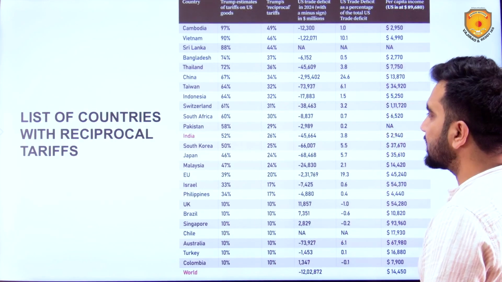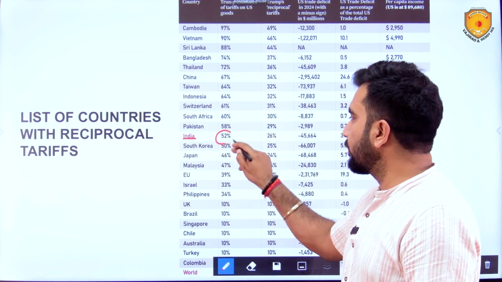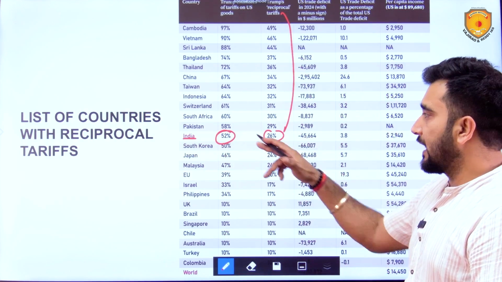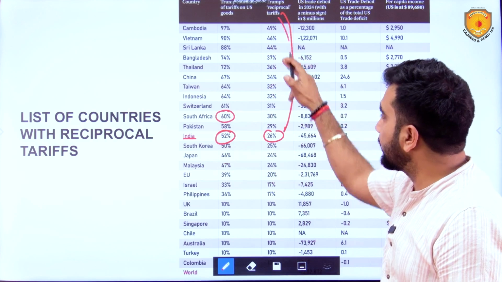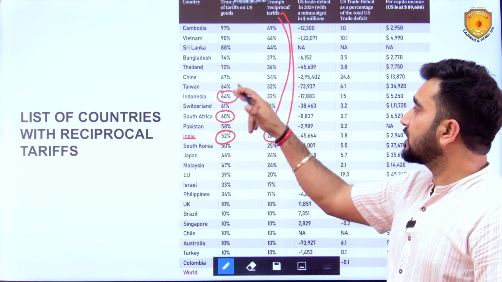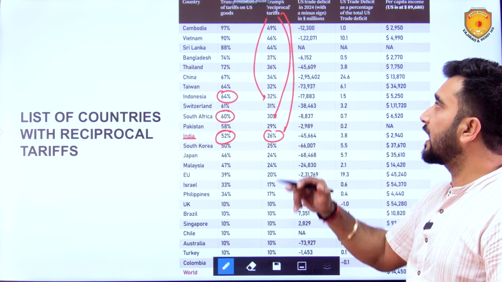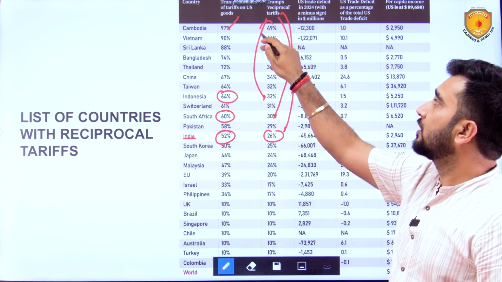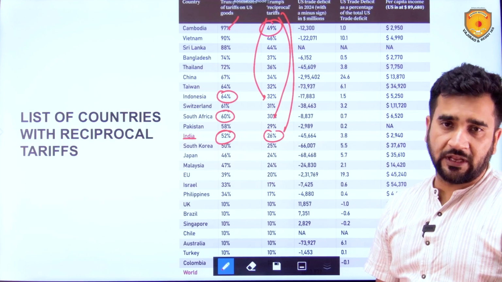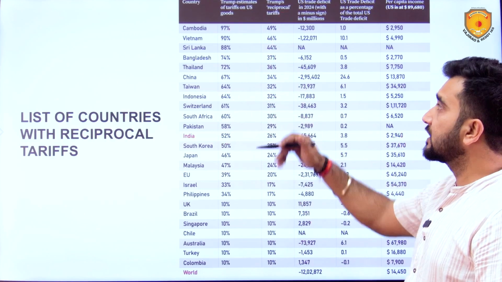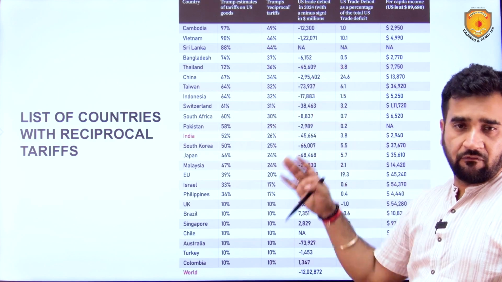So this list is here. India 52%, 26% will be the reciprocal tariff. Like South Africa 60%, 30% will be the reciprocal tariff. Indonesia 64%, 32% will be the reciprocal tariff, and likewise. Cambodia imposes 97% tariff, 49% is the reciprocal tariff. So the worst impacted is going to be Cambodia. But yes, every country will be impacted.